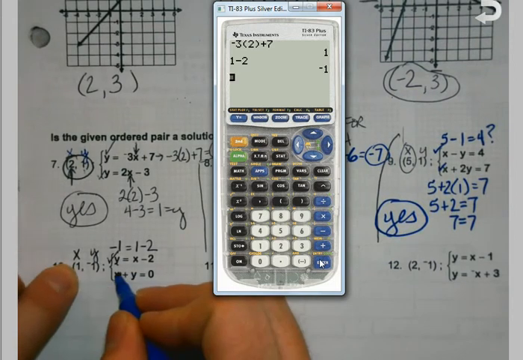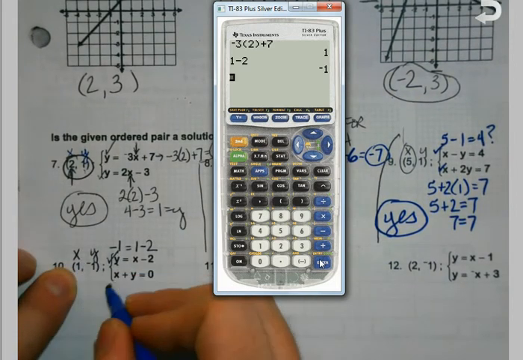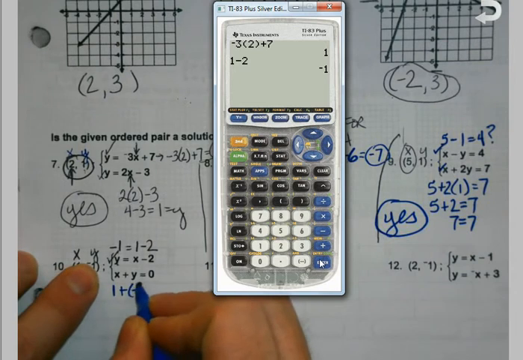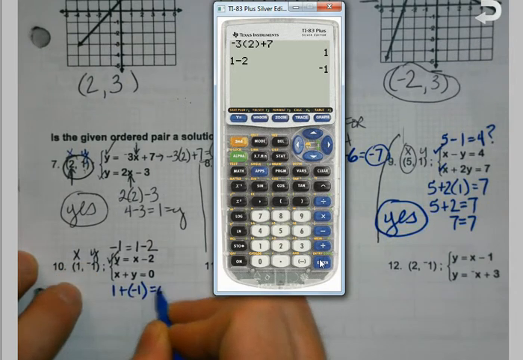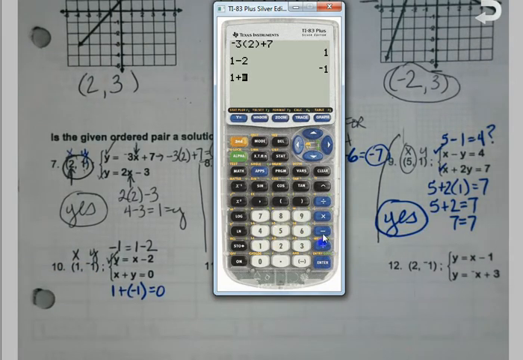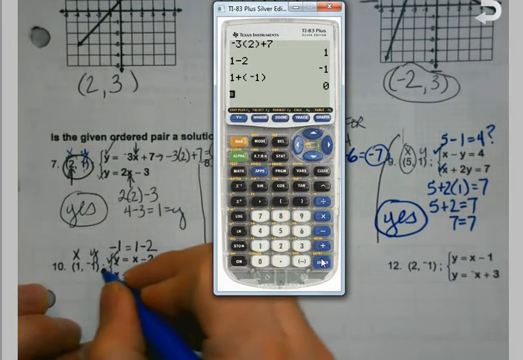So I take the x. The x number is always the first one. Y number is always the second one. And then I got to see if 1 plus -1 ends up being 0. And it does. They both check out.